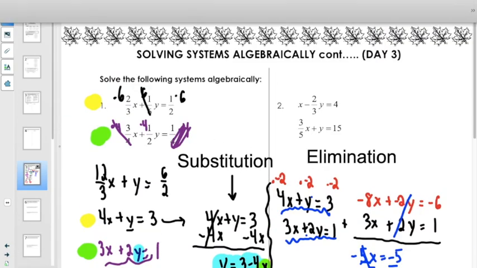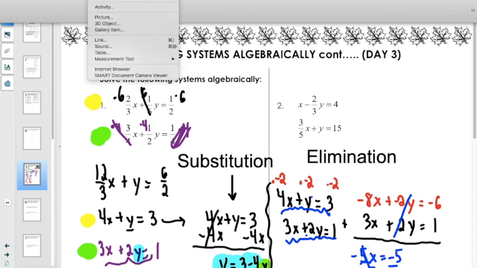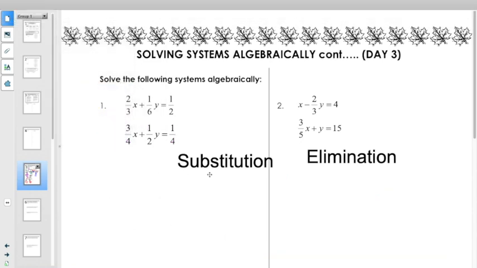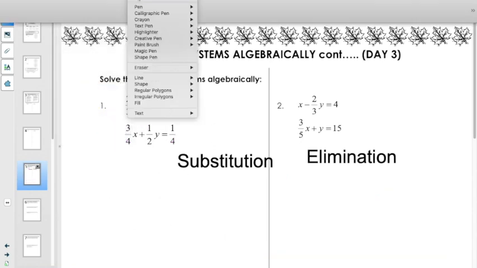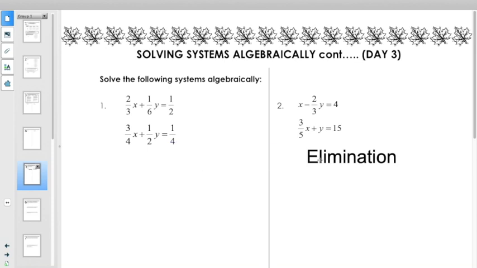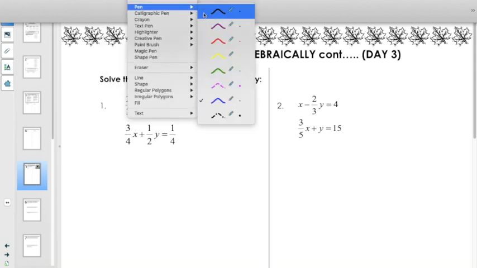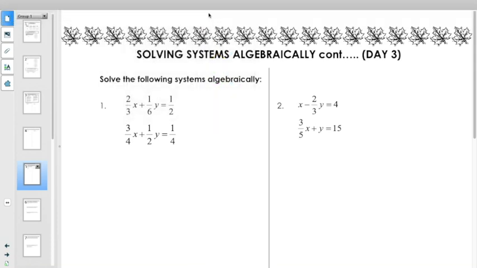methods for number 1. I'm going to erase everything, so if you need anything, pause it now. And let's clear ink from page. And now one last problem that we'll do. If you want to try it by yourself, go ahead. I'm going to stick to one method here. So I have x minus 2/3 y equals 4, and 3/5 x plus y equals 15.